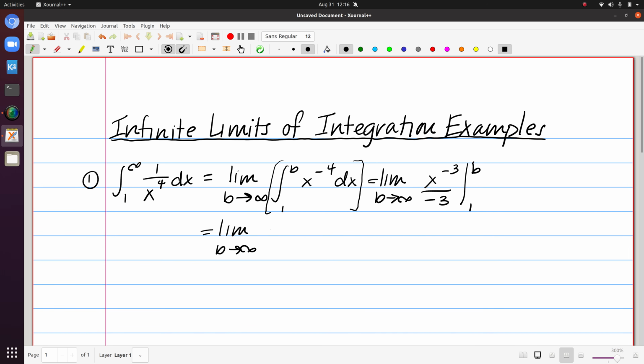And so this yields the limit now of minus 1/3 times b to the minus 3 minus 1. And now I'm at the stage where I can take the limit. If I send b to infinity, because this is the same thing as 1 over b cubed, this is going to approach 0, and we'll get 1/3. So we can say that this integral converges, and that it converges to the value 1/3.